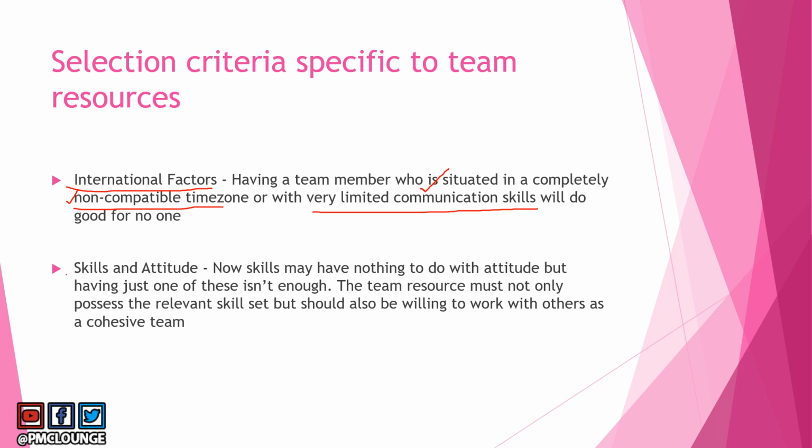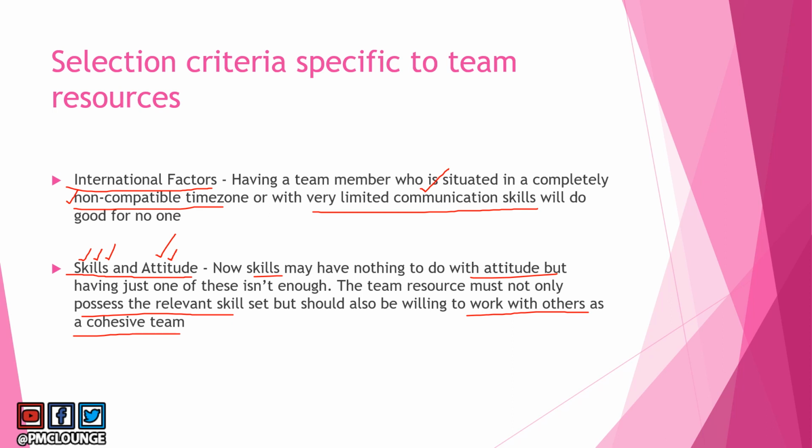Skills and attitude. Now, in certain texts, you will find different entries for skill and attitude, but I tend to put them together because these two may have nothing to do with each other, but having just the skills and not the attitude, or having just the attitude but not the skills is definitely not enough. So, the team resource or the human resource must not only possess the relevant skill set, but should also be willing to work with others as a cohesive team.